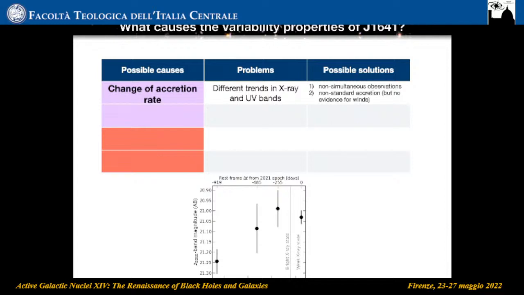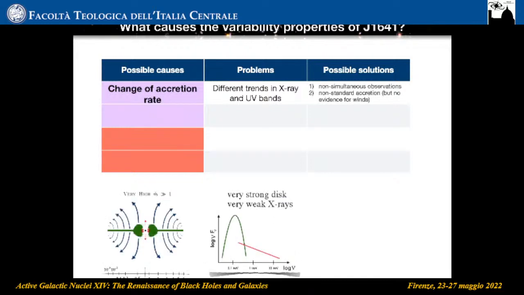Another possible solution is that some models of accretion onto black holes predict that if you increase the accretion rate, so you go close to the Eddington limit or even above, you're suppressing the X-ray emission and you're enhancing the accretion disk emission, so the UV emission. In this case, you will see an inverted variability. However, usually these models predict also the formation of strong nuclear winds, and we don't see strong evidence for the presence of these winds in the spectrum.